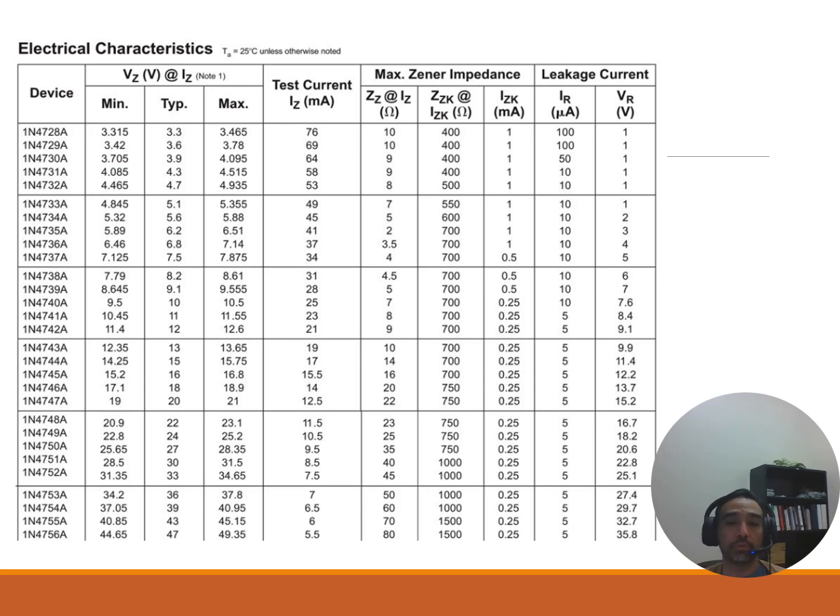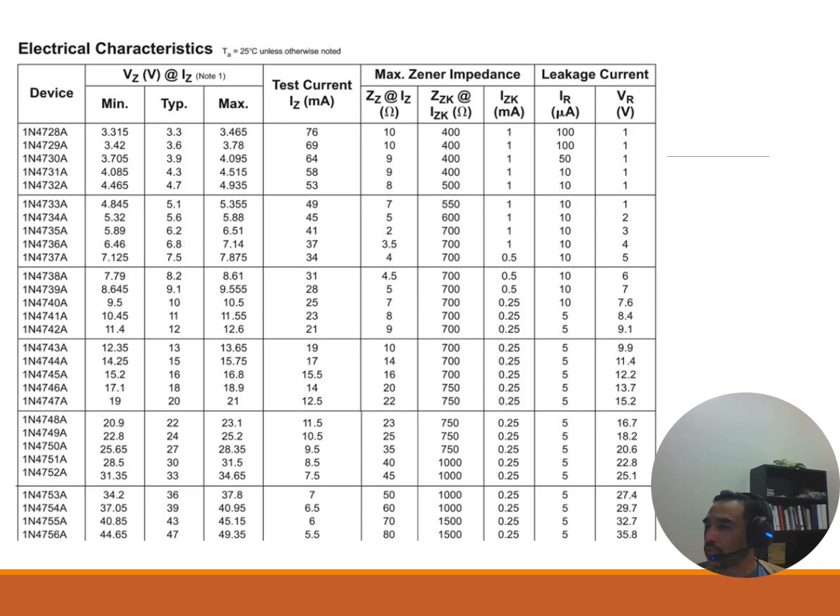This is important because low impedance means that the Zener diode can respond quickly to changes in voltage and regulate it effectively. If the impedance is too high, the diode might not be able to keep the voltage steady, especially if the current fluctuates. So a lower maximum impedance is better for precise voltage regulation. And the last column here is the leakage current.